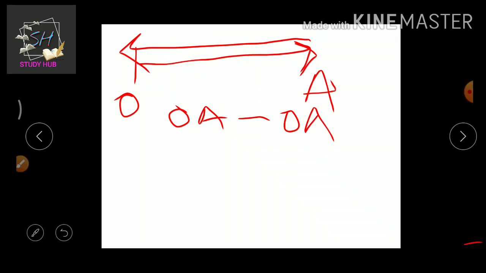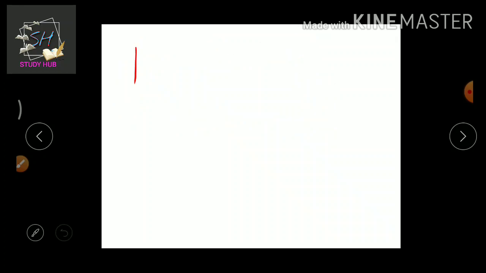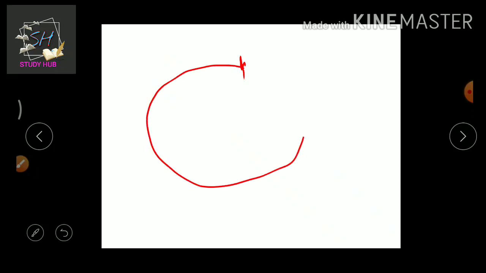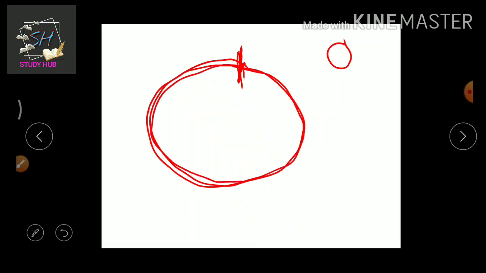Let's take another example. Suppose an object is moving along a circular path. That means it started from here and it also ends here. So here the initial position and final position are the same, so the displacement is 0. But for the distance, we need to find the circumference of this circle. The circumference of this circle will be the distance of this object. So in the circular case, displacement is 0. So displacement can be 0.